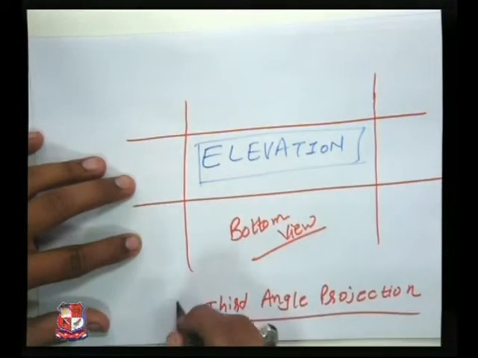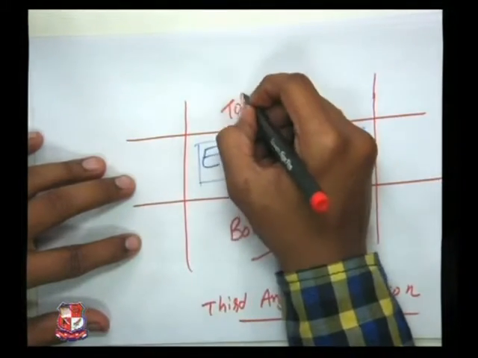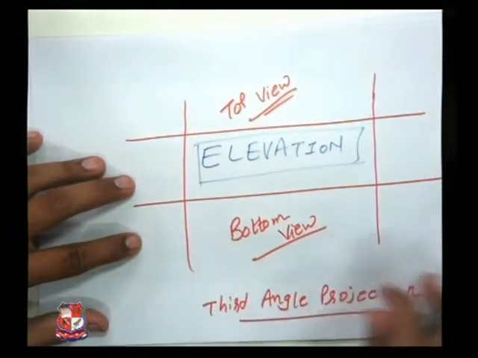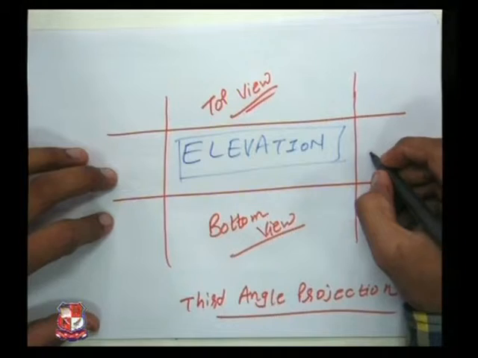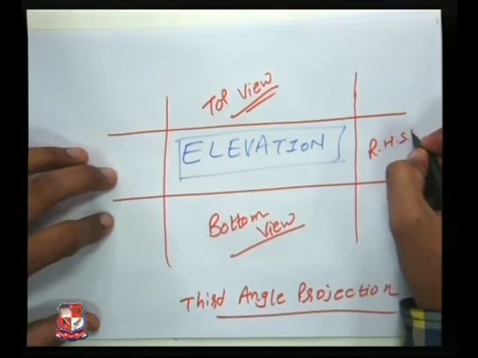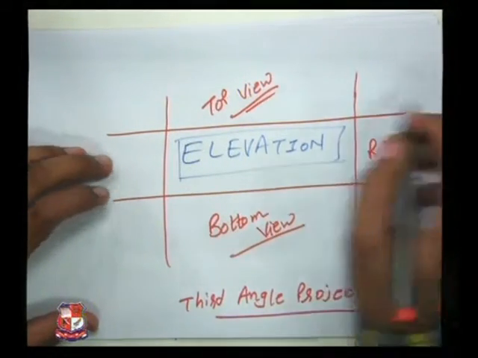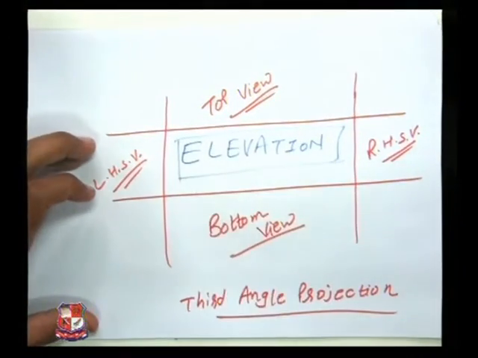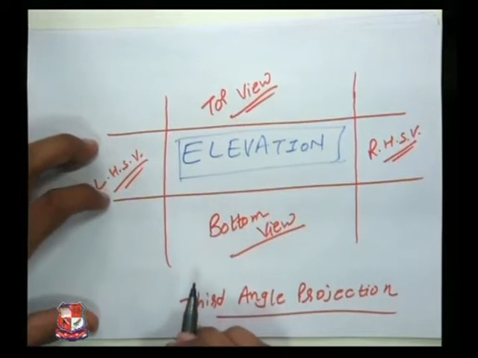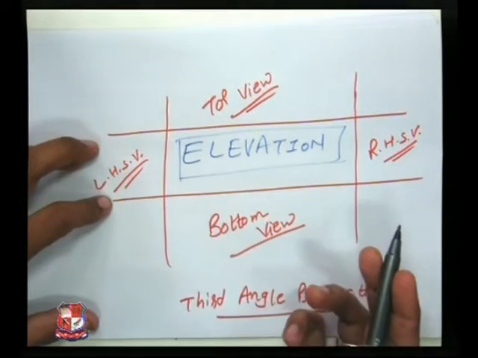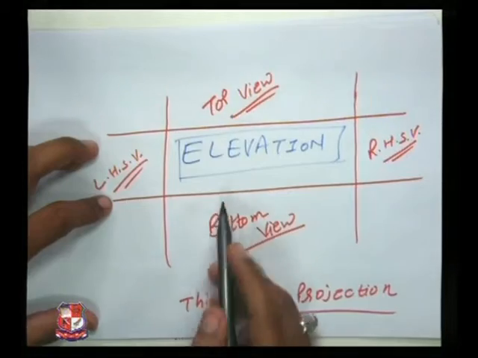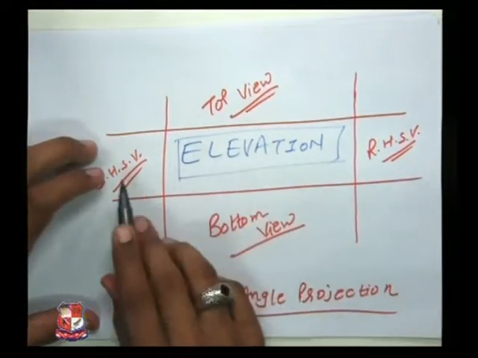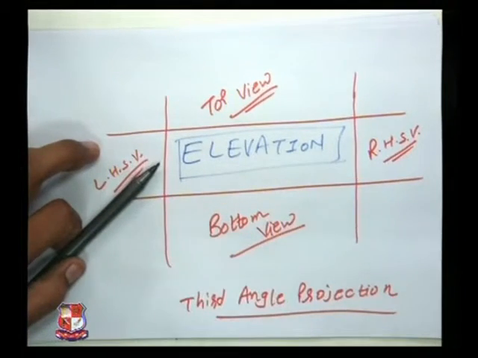Bottom view always in the bottom. Top view would be always on the top. Right hand side view always on the right hand side, and left hand side view always on the left hand side. So if third angle projection is asked, then all the views are at their position only. Top view on the top, bottom view on the bottom, right hand side view on the right hand side, and left hand side view on the left hand side.